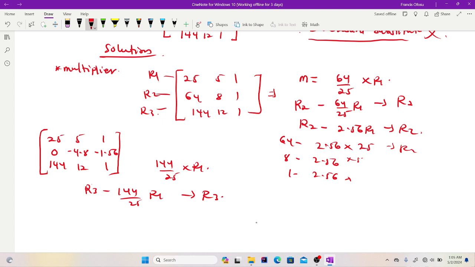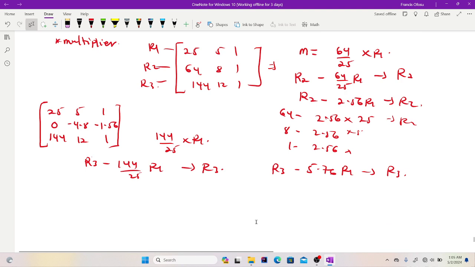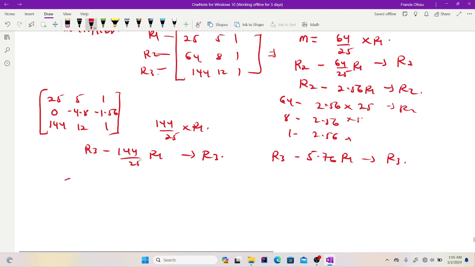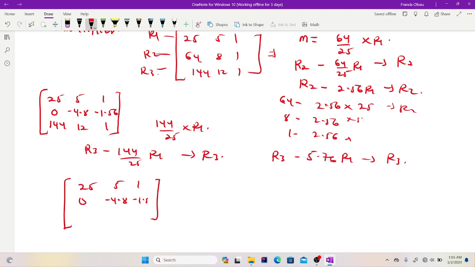So what is 144 over 25? 144 over 25 is 5.76. So the row operation becomes row 3 minus 5.76 R1 moving into row 3. At this point, I'm going to do my calculation. 25, 5, 1. Row 1 is untouched. Row 2: 0, negative 4.8, negative 1.56. Then my row 3 becomes what? 144 minus 5.76 multiplying 25.